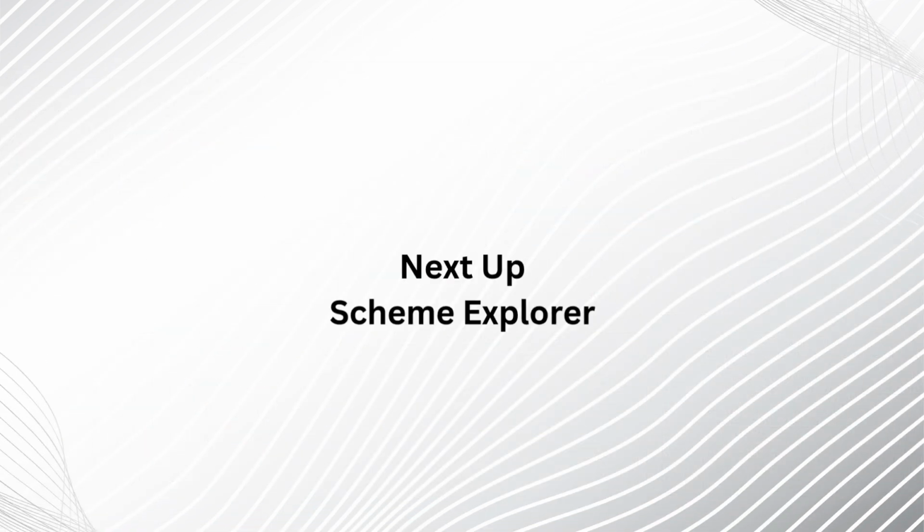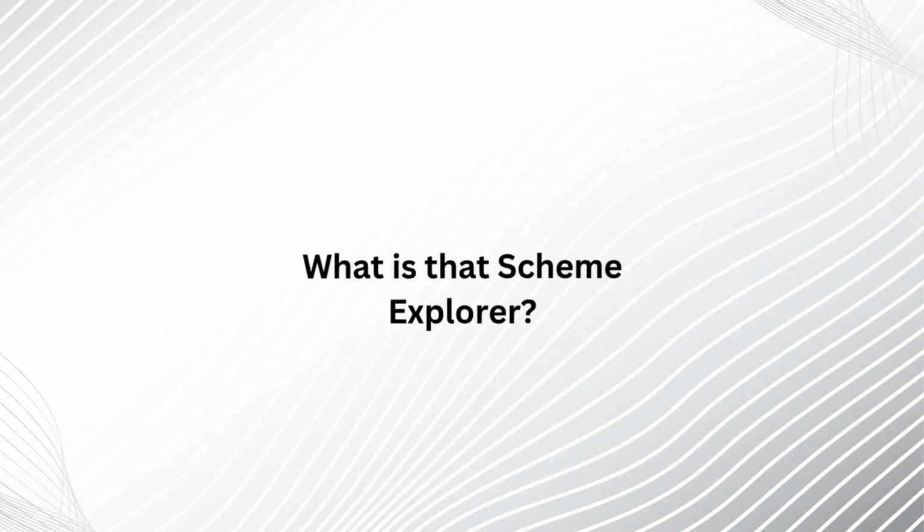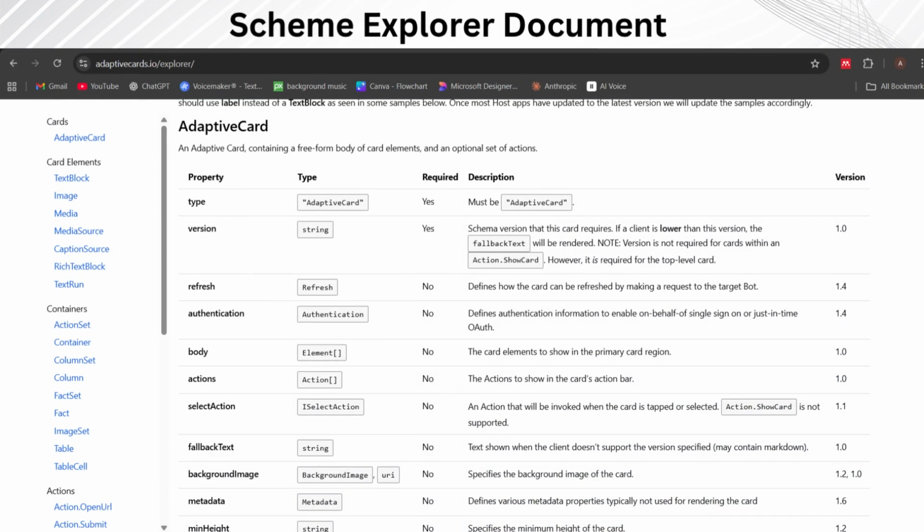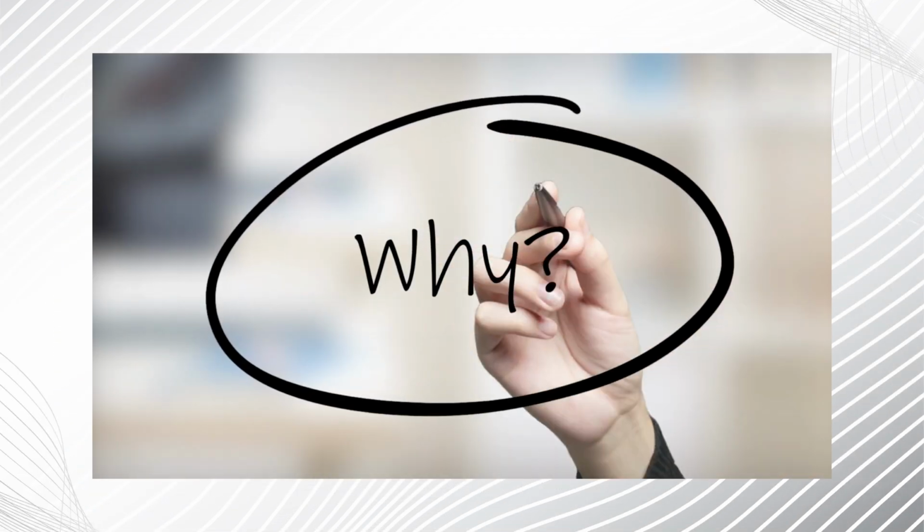Next up, we have the Schema Explorer. So what is the Schema Explorer? It's a documentation tool that lists all the elements, properties, and schema definitions available for adaptive cards. Think of it as your complete reference library. Why is this tool essential? Let me give you 2 key reasons.